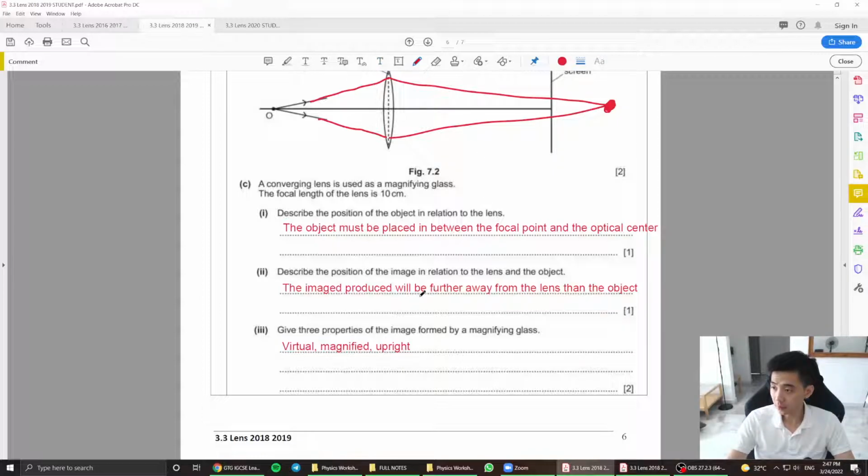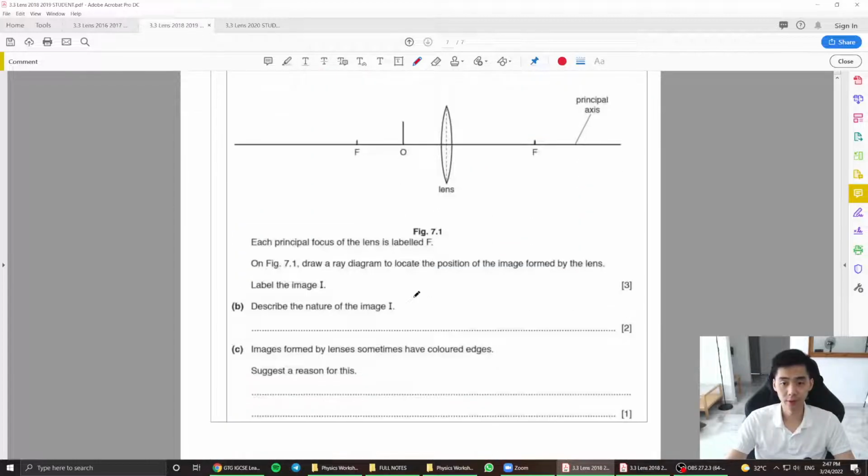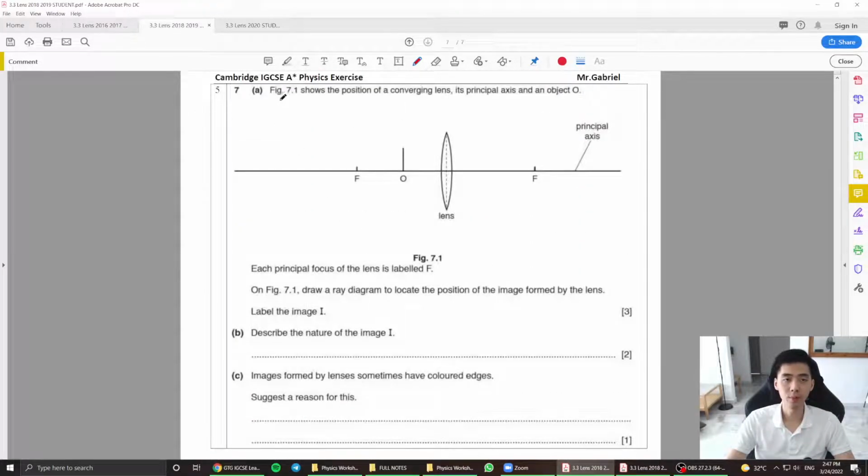Alright, then moving on to the final page here. Figure 7.1 shows the position of a converging lens, its principal axis and the object O here. Yet again, the object is placed in between the focal point and the optical center, magnifying glass. Each principal focus of the lens is F. On figure 7.1, draw a ray to locate the position of the image formed by the lens.